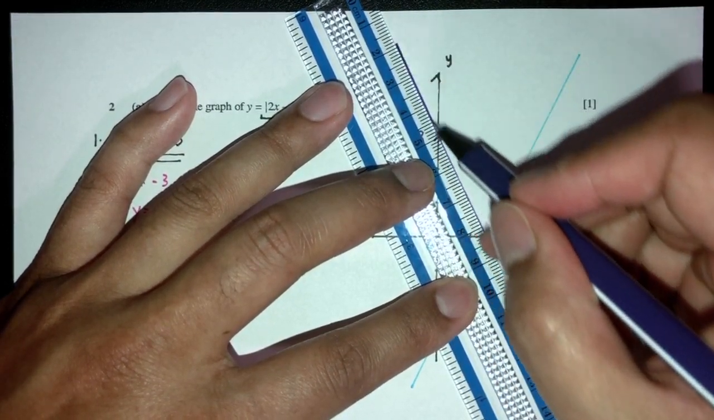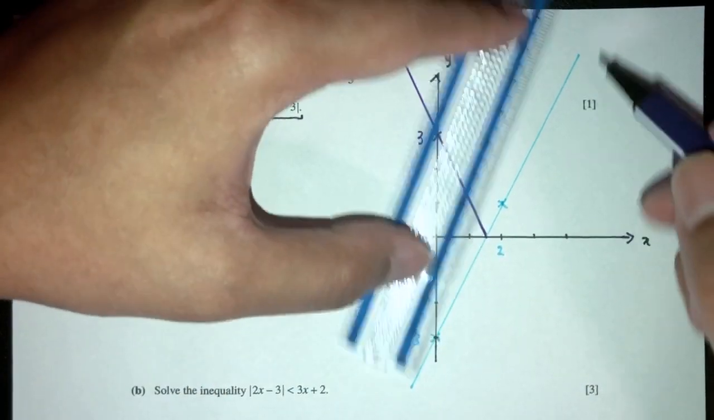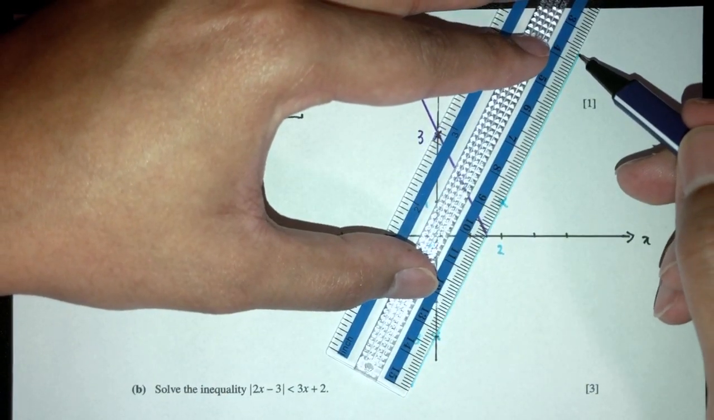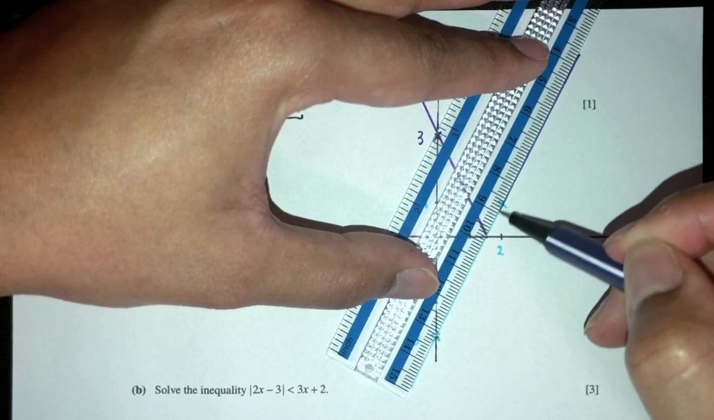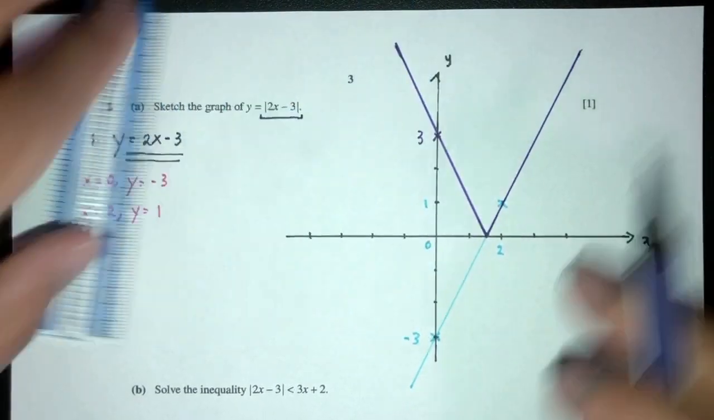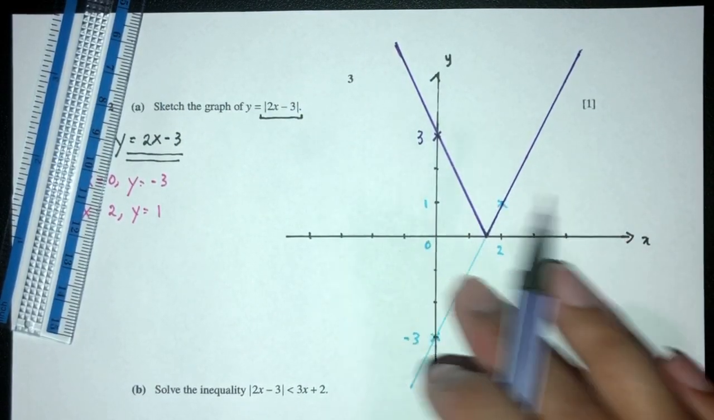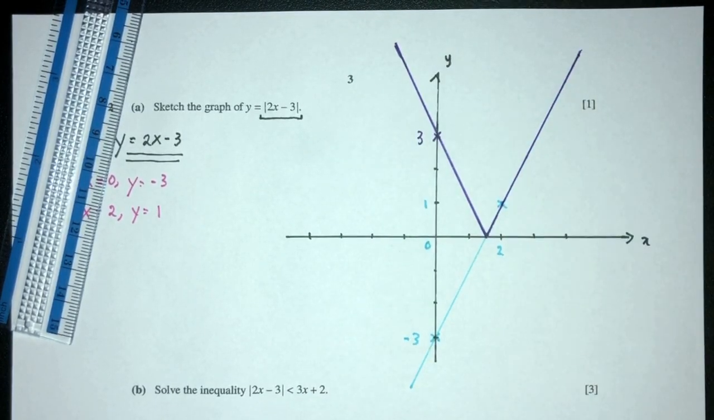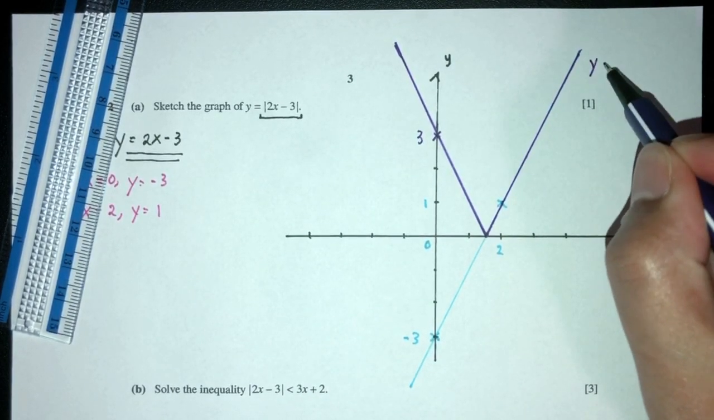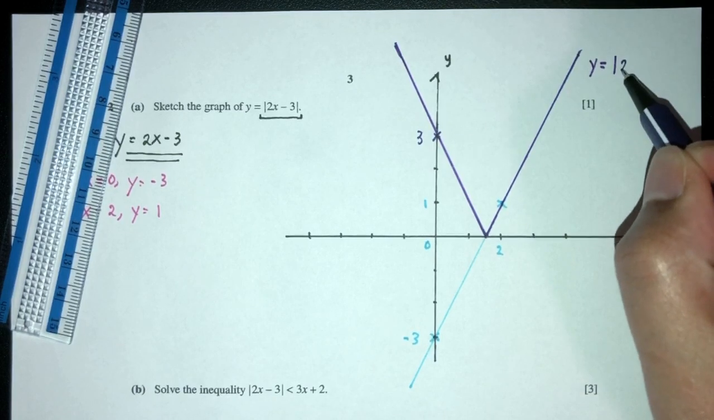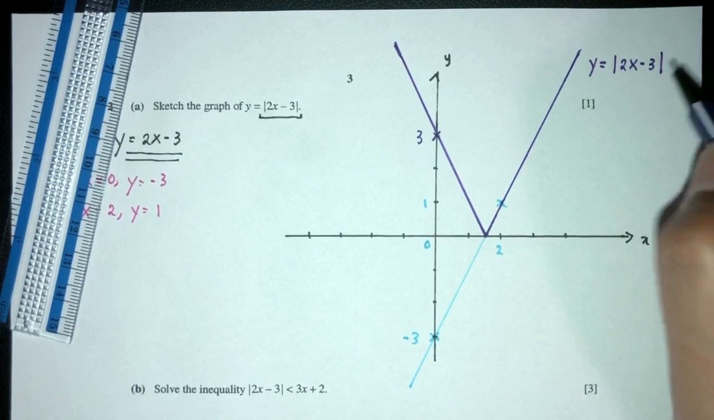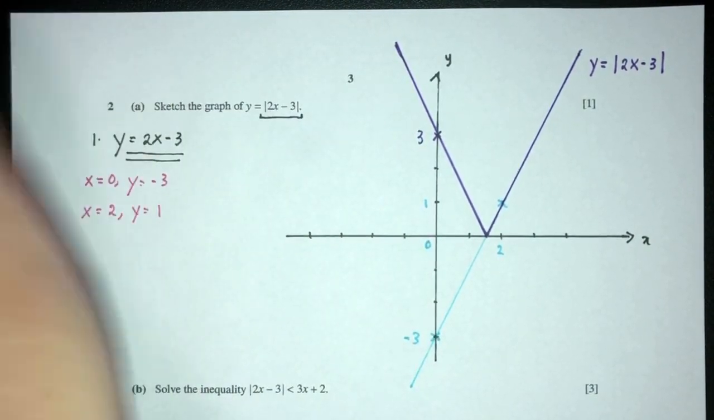So the purple line will be the answer, and you will have to erase the one below, right? And this is not your answer. You have to erase this. Only the purple one will be your answer. This is your equation of y equal to modulus of 2x minus 3. So this is how you will sketch a modulus graph.